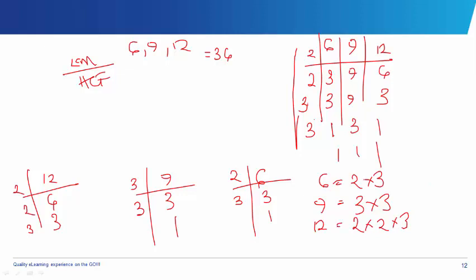So now find the numbers that are common. 2 is not common to all of them, but 3 is. So we'll take only 3. So our HCF is 3. Then our question says divide this by this. 36 divided by 3 will give us 12. So 12 is our final answer.